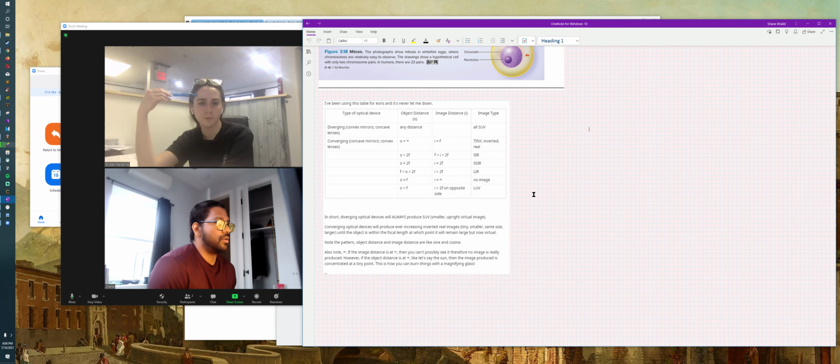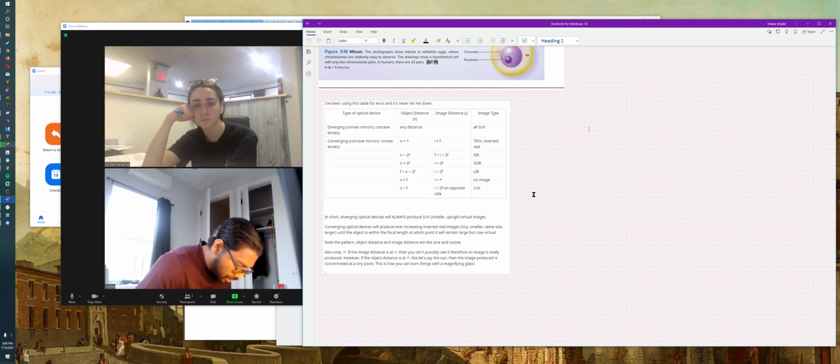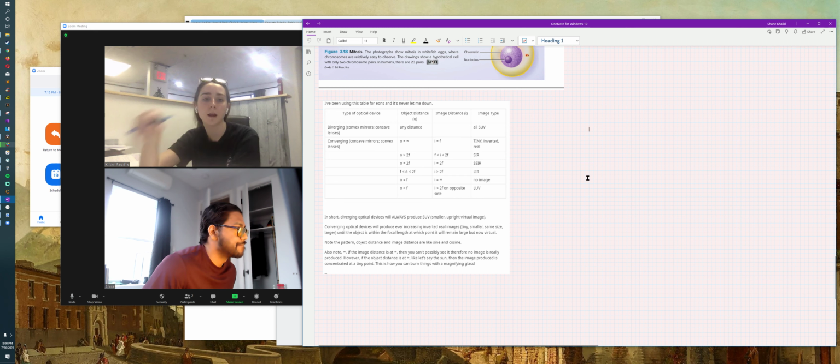So here's another pattern. You see how object distance infinity, image is at focal length? And then object distance at focal length, image is at infinity? Wait, I gotta ask, is this always true? When the object distance is infinity, is the image distance always at the focal length? Correct. It's always true. Oh, okay. All right, that makes more sense then.